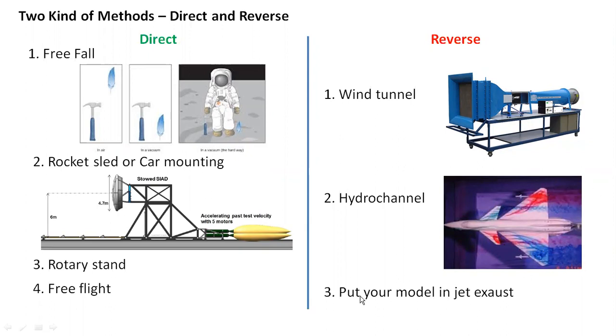And last method, when you are interested in high temperature, in high speed, you just put your model in the jet exhaust of a jet engine, and this is very useful to simulate, for example, re-entry of the space shuttle in Earth's atmosphere, where there is very high speed and very high temperature. I didn't find a picture on the internet for this method, but I read about it in some old book.